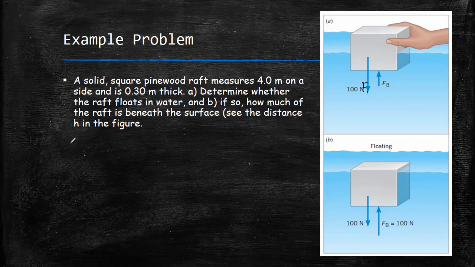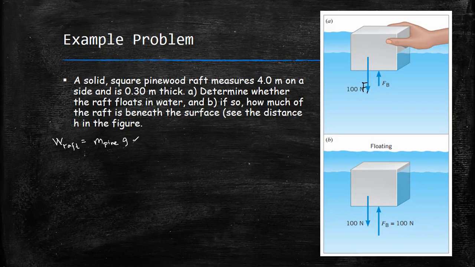So to determine whether the raft floats in water, we will compare the weight of the raft and the maximum possible buoyant force that the object will experience when it is being submerged in the water. So to get the weight of the raft, it is equal to the mass of the pine times the gravitational acceleration.